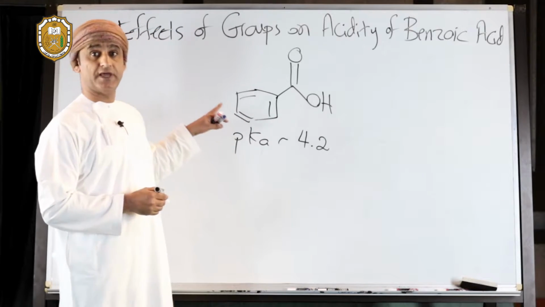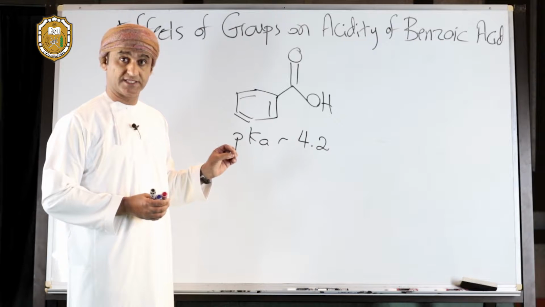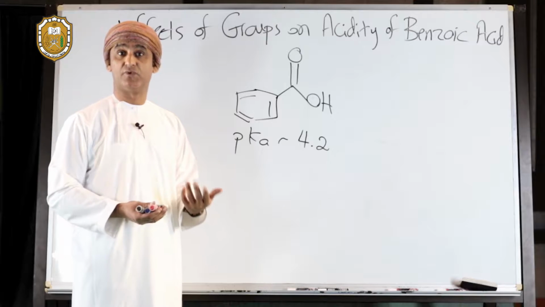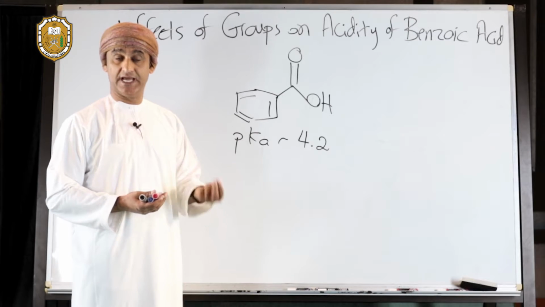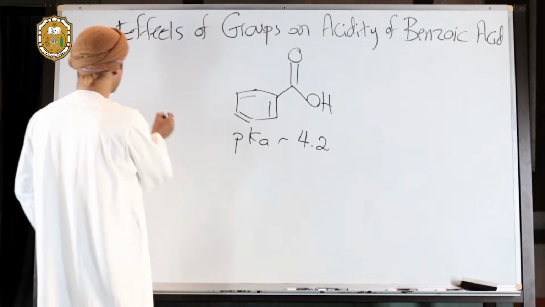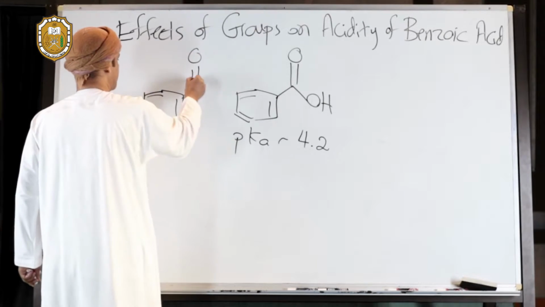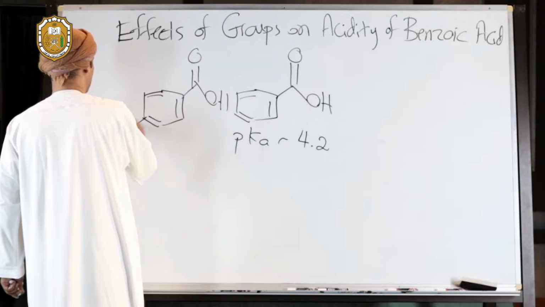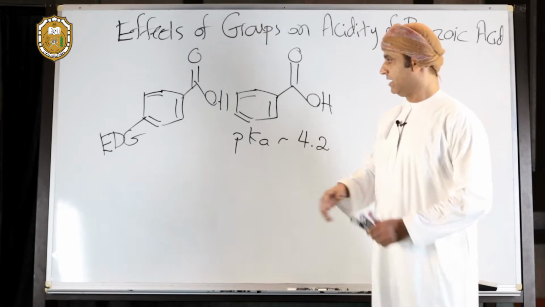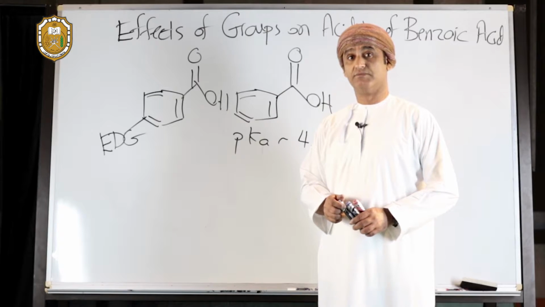Let's now try to see the effects of groups on the acidity of benzoic acid. So if there is a group on benzoic acid, what effect would it have on the acidity? And of course, as we have seen before, groups can either be electron-donating groups or electron-withdrawing groups. So if there is a benzoic acid like this, substituted in general with an electron-donating group, and we mean in this regard, in general, an electron-donating group by resonance.